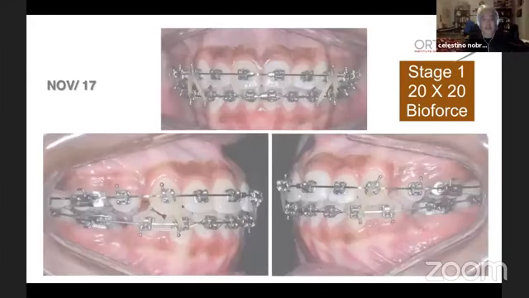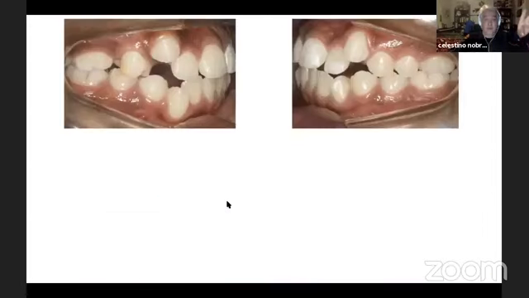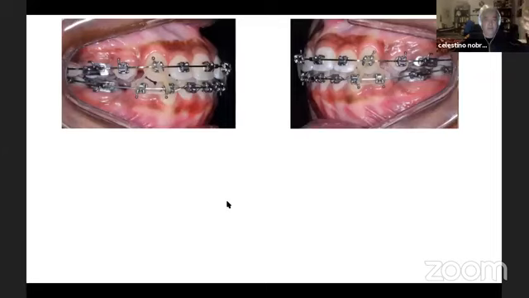So this is October. And this is November. Now I can see here that in November, I have the 19 by 25 stainless steel in the upper and the same 20 by 20 in the lower. And I'm keeping the elastic here. So from now on, by placing 2 pairs of arch wires, I have this situation. So we started from here and got to here within 2 pairs of arch wires.